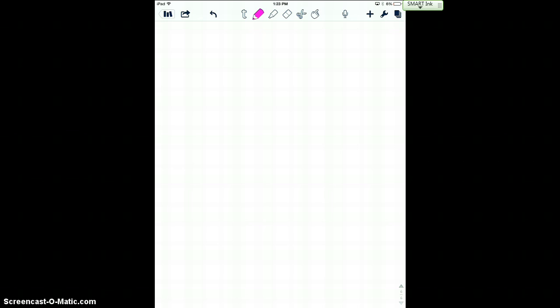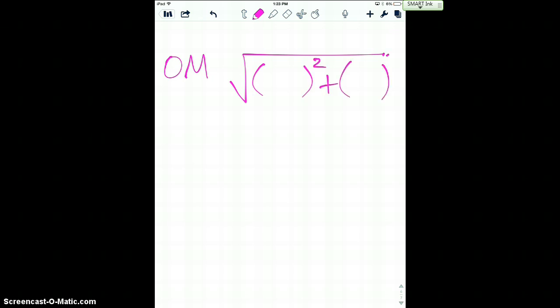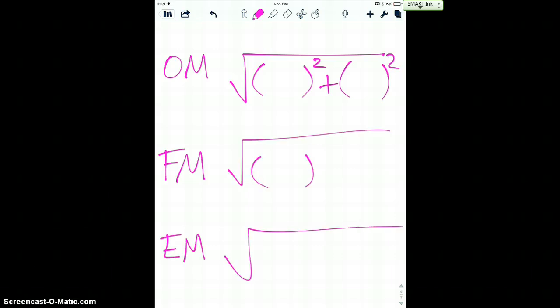So to get OM, distance formula, square root of my x's subtracted and squared, plus my y's subtracted and squared. And then I need the same thing for FM, and I need the same thing for EM. Okay, so I'm going to get those going. I'm going to set it up, and then just sub in values.